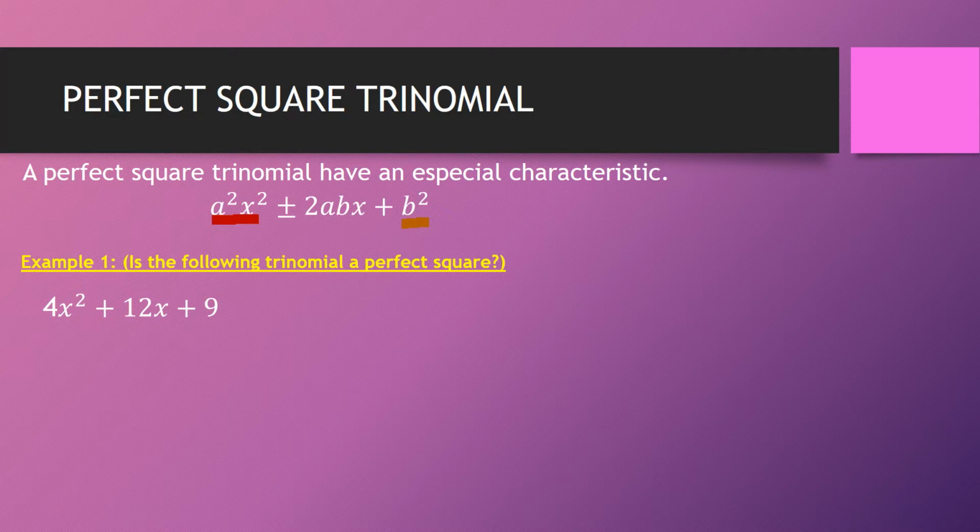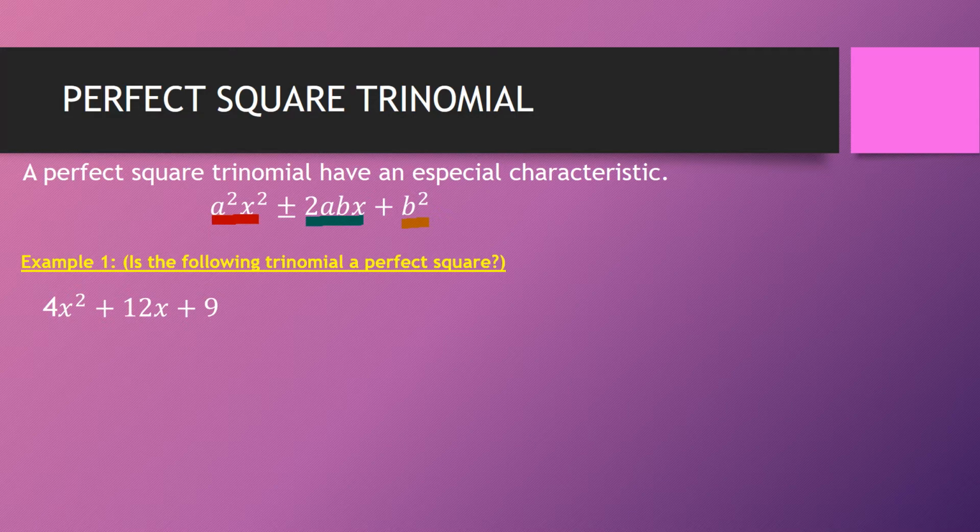Now, the first characteristic: the coefficient of the term with x squared is a perfect number, and the constant term is a perfect number. What is another characteristic? It is in the middle term. When you find the square root of the coefficient here, and the square root of the constant term, and you multiply both square roots, and multiply that product by 2, the final answer is the coefficient of the term with the variable x to the first power.